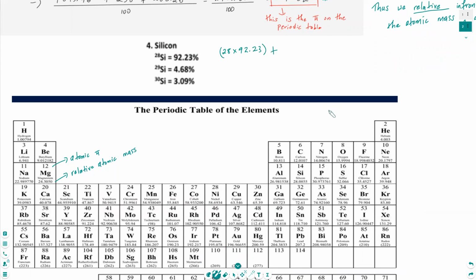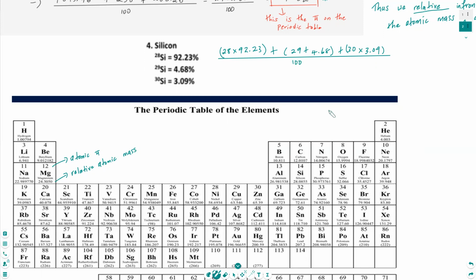The second isotope has a mass of 29 and it has an abundance of 4.68. And the third isotope has a mass of 30 and it has an abundance of 3.09. All right, and then that should all be divided by 100. Okay, so let's put that over 100.